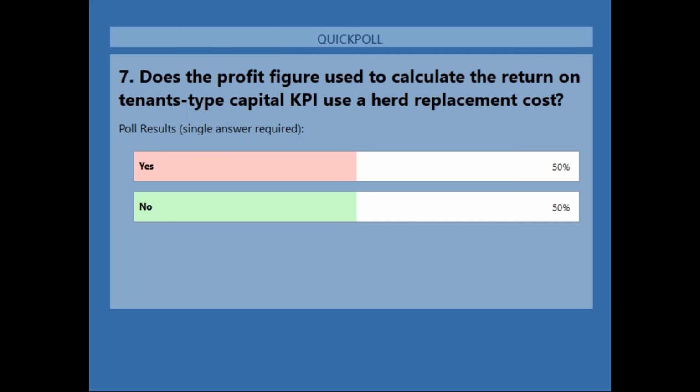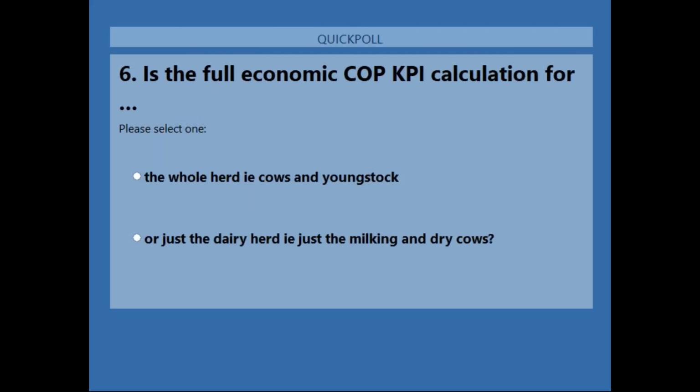Yeah. So they're both right. They're both, yeah. Well, they're not right in the sense that you don't have to put a value on those young stock coming into the whole herd, because the costs are already there. It's okay, Mark. I'm just grasping at straws. All right. Okay, should we go on to question 8? Nope. Sec.